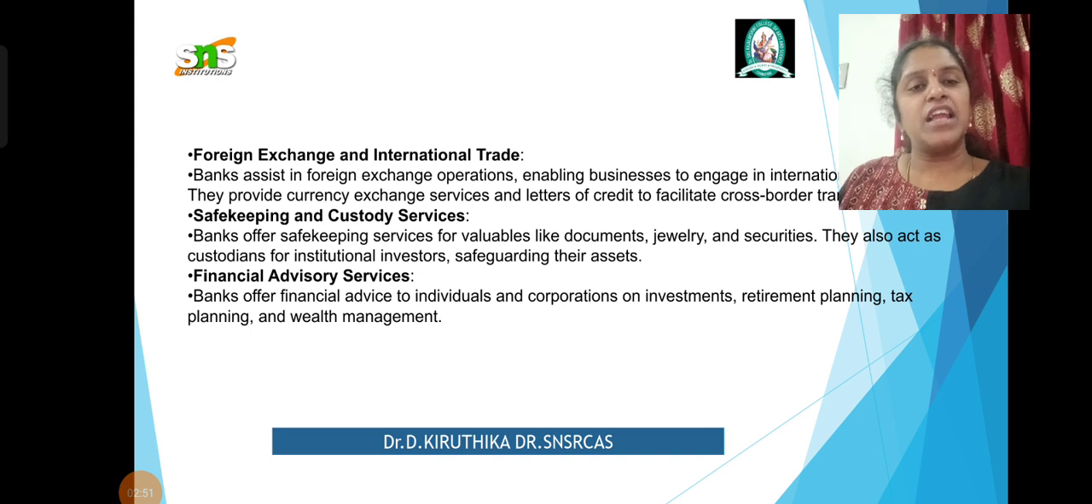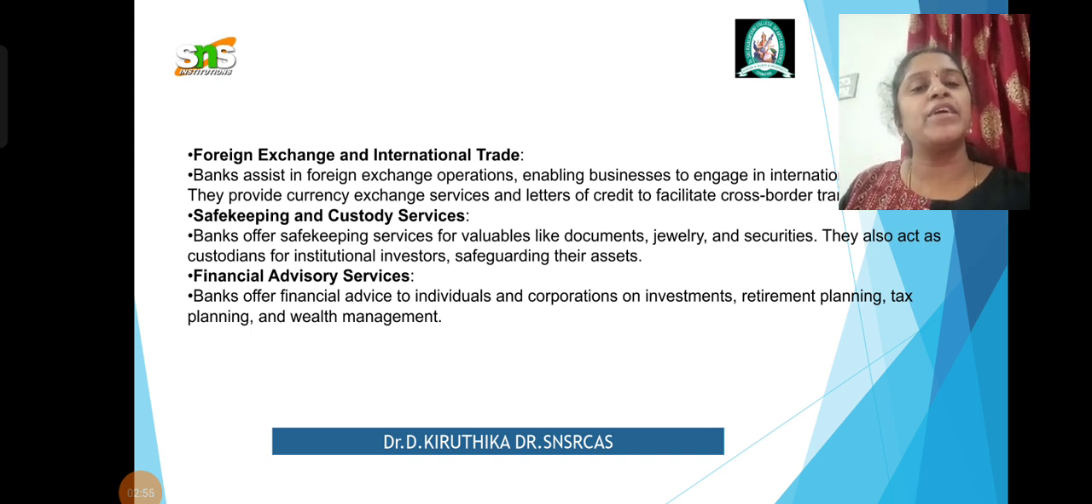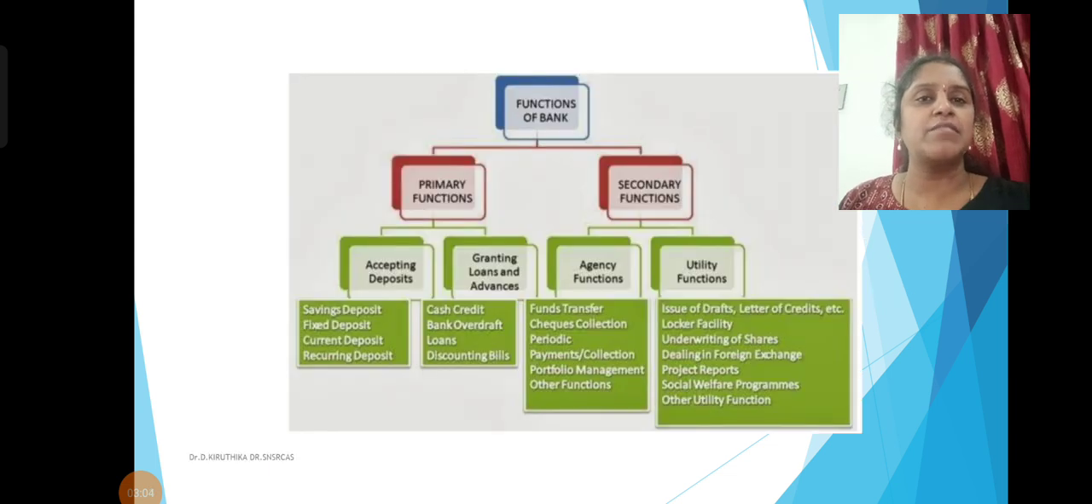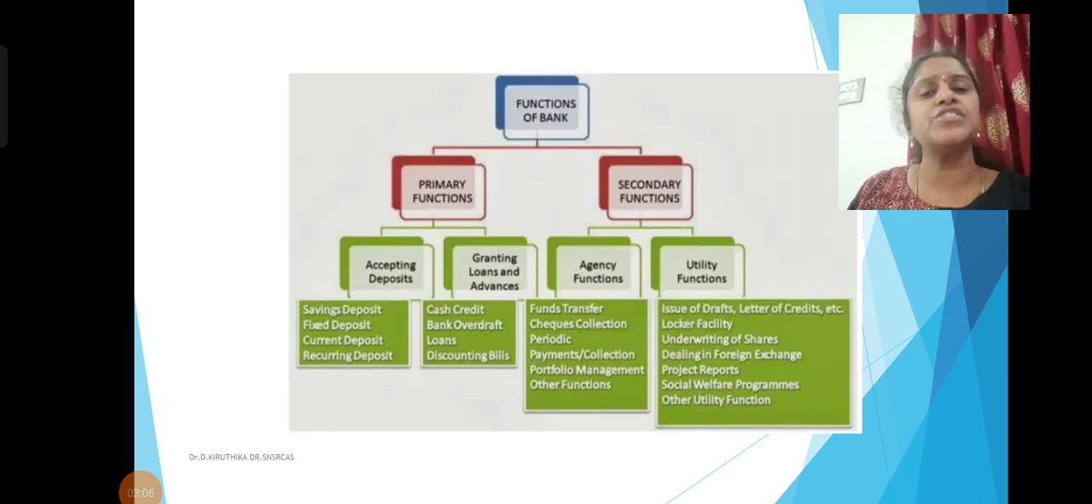And then financial advisory services are also done by banking. They provide financial advice to individuals and corporations on investments, retirement planning, tax planning, as well as wealth management.